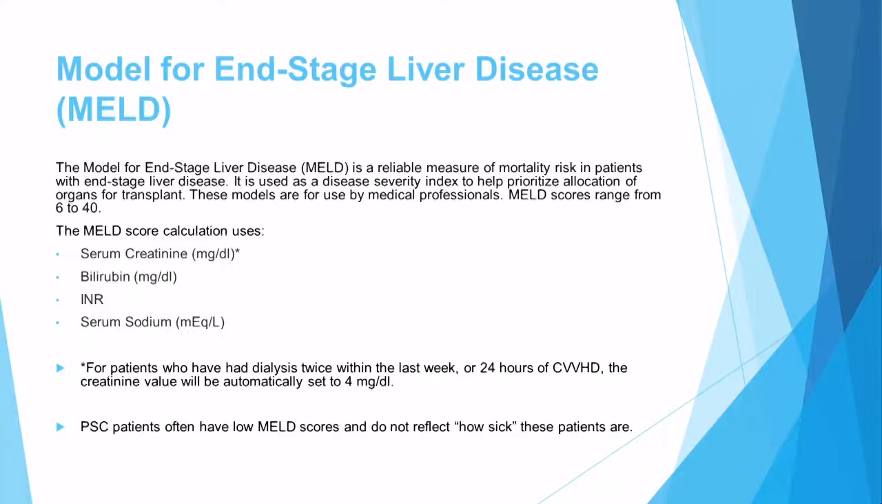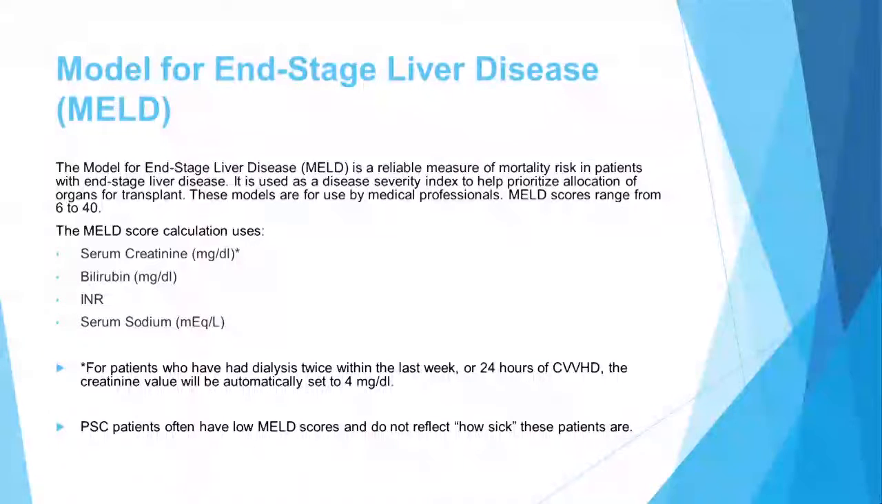The way that's calculated is we use the following lab scores. So we use your kidney function, your serum creatinine, your bilirubin level, your INR, which is your clotting factor, and your sodium level. And I have an asterisk next to the creatinine because if you are on dialysis, you do get a higher MELD score. Typically, PSC patients often have low MELD scores, and they do not reflect how sick these patients are. So again, the MELD score is basically what your lab work shows. That's your chemical MELD score.